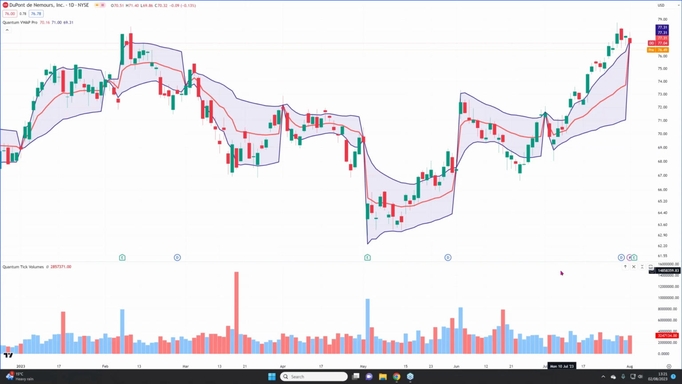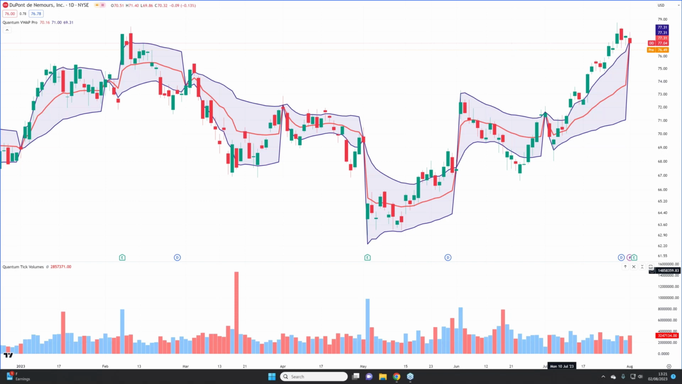Well, hello and welcome to another video in the series where we're focused on the Quantum VWAP Pro indicator and the 5 variants that make up the package that comes with it. And in this one, we're going to take a close look at the Interday VWAP, which was one we developed specifically with investing in mind.